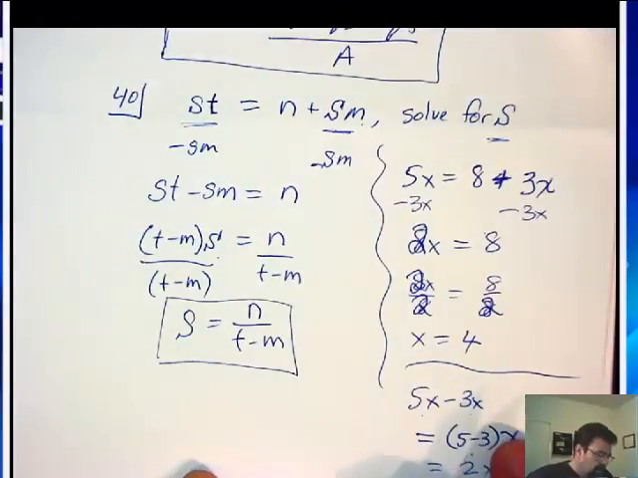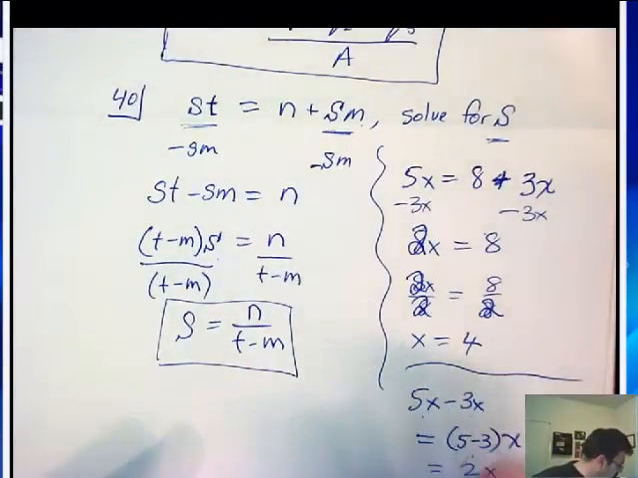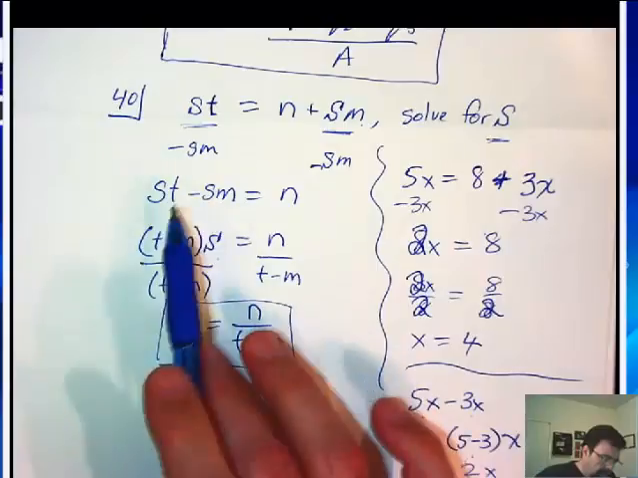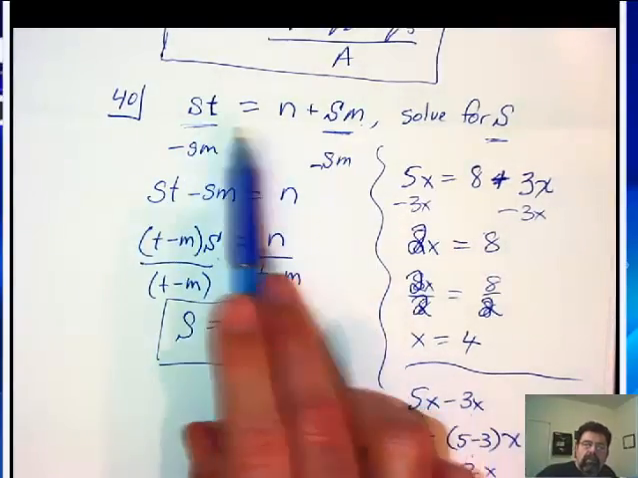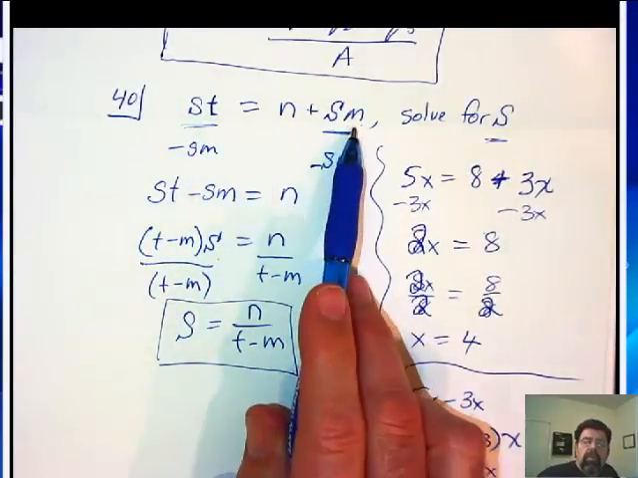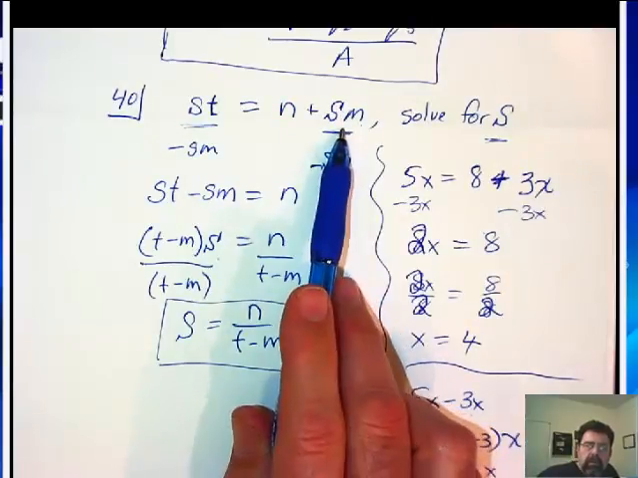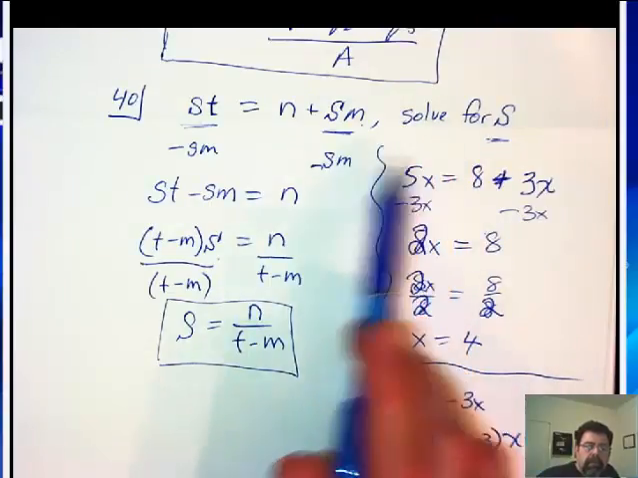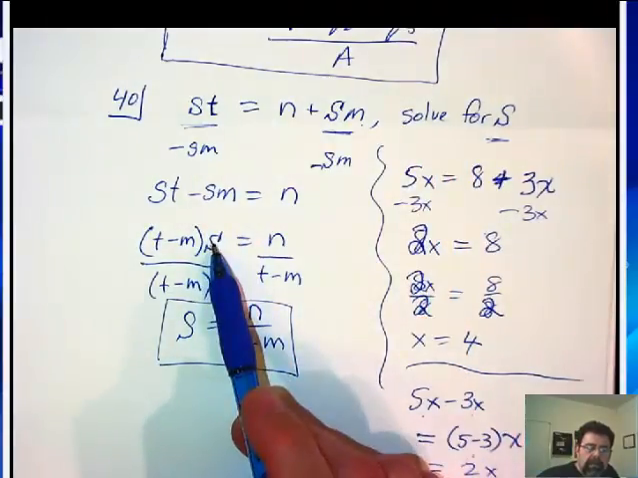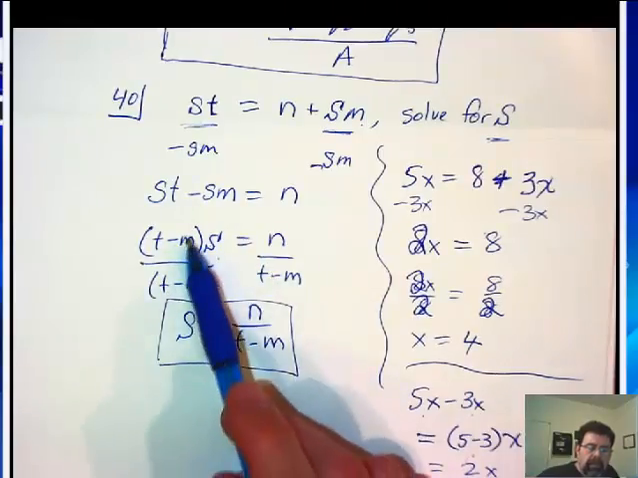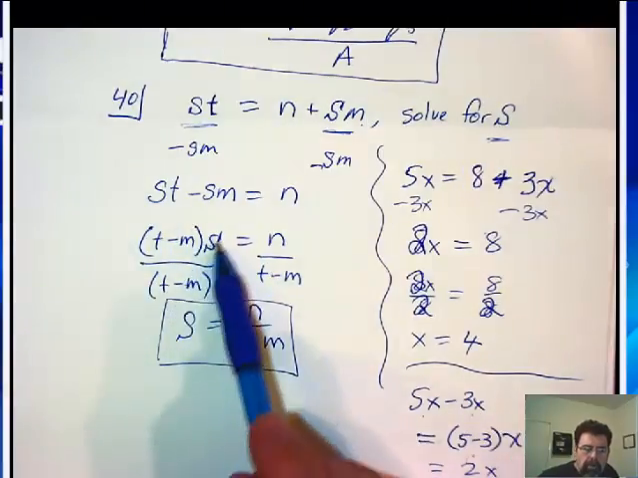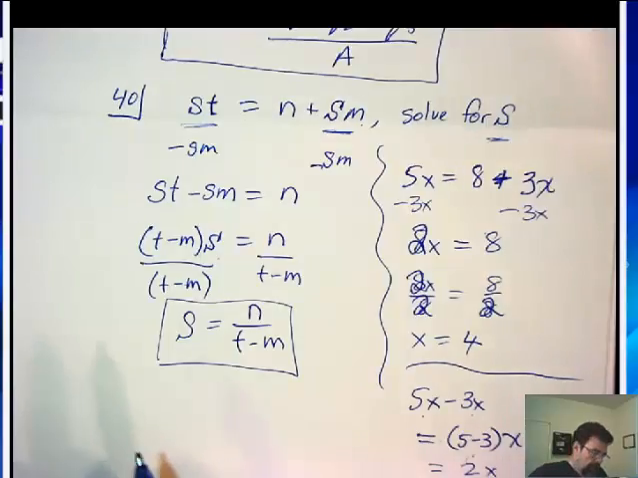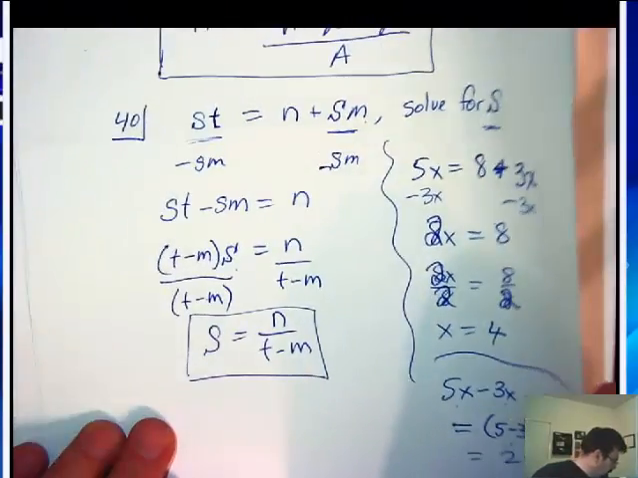Okay, so that's a technique that might be new to you. The idea is, if you have more than one term with the variable you're trying to solve for, you've got to get them all on one side, everything else on the other side. Factor that variable out, and then divide both sides by the number in front of the variable you're solving for. Okay, so let's try one more of those. See how you do. So number 44.